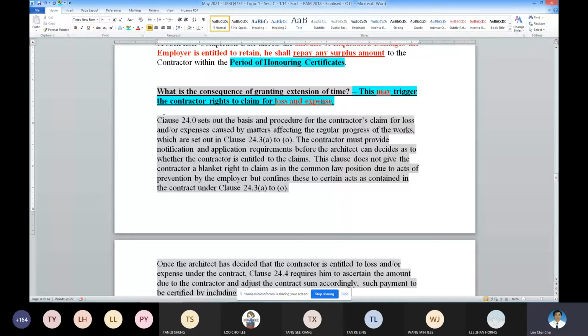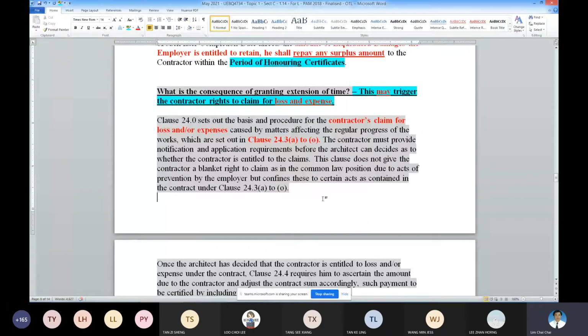Okay, so how do you get your things done? As a consequence, you need to look into the contractor's procedure to claim. Every time there is always a procedure to be complied with. Okay, and also the items to be there. So you can look at clause 24.3a to O. These are all the relevant events entitling the contractor to claim loss and expense due to extension of time granted by the consultant or the architect. Okay.